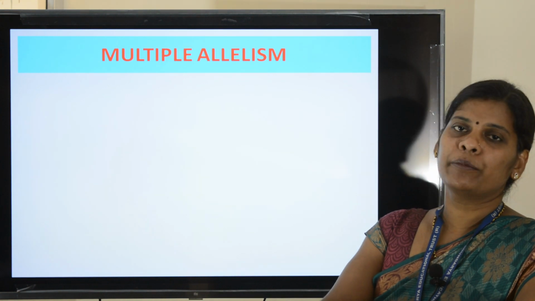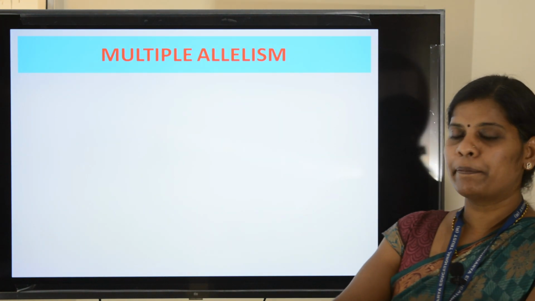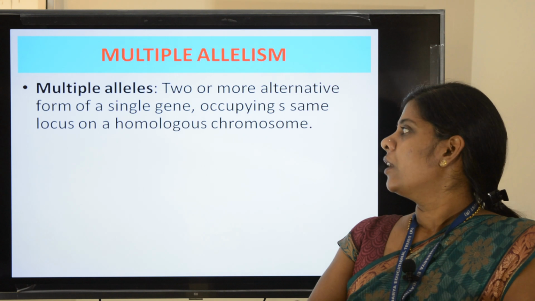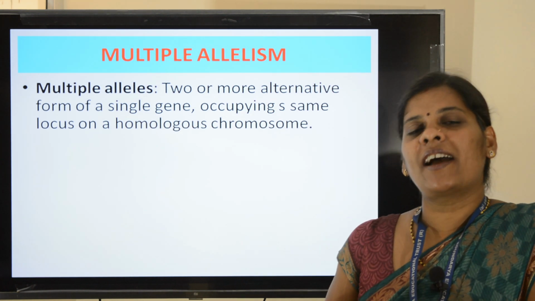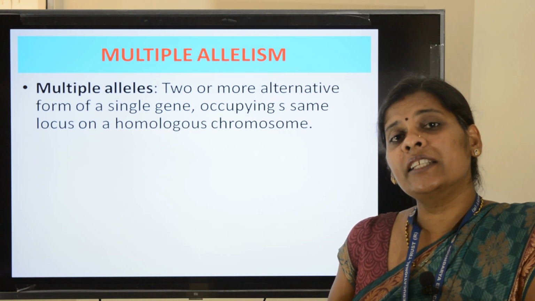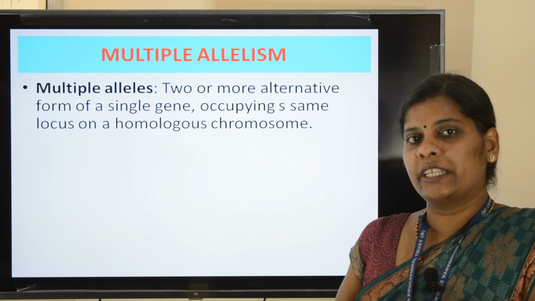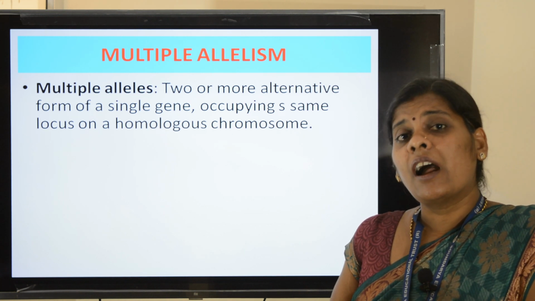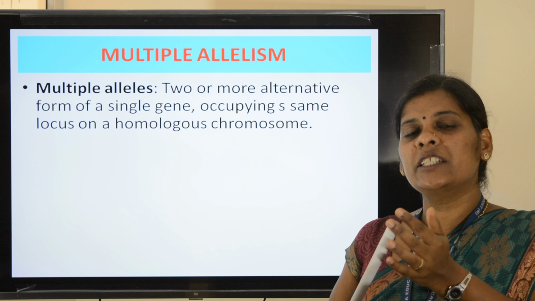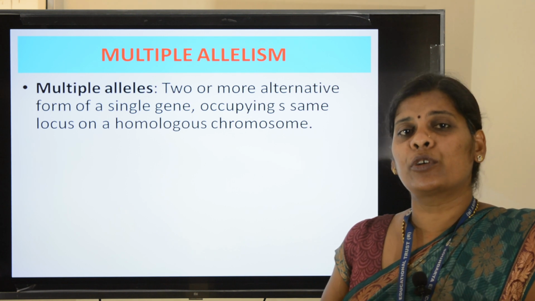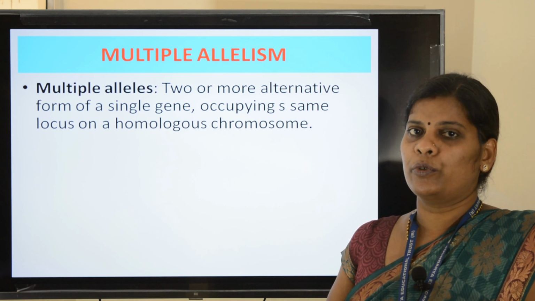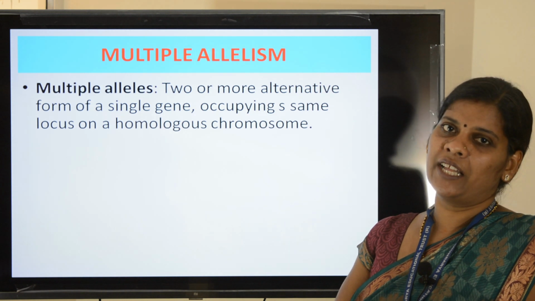Now we will move to one more concept, multiple allelism. We already discussed what is an allele. An allele is the alternative form of a single gene occupying the same locus on a homologous chromosome. Then what is a multiple allele?